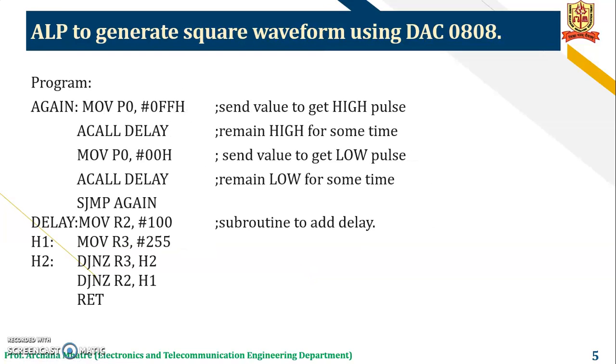Next, to generate the square wave by using DAC 0808. For generation of the square wave, first move the value FFH to the port for the high pulse, then wait for some time by calling a delay. Then again move the value 00H to the port for the low pulse, and again wait for some delay. If you want to repeat the square wave, then use SJMP to jump to the label on the first instruction. It is the delay program, a subroutine program.